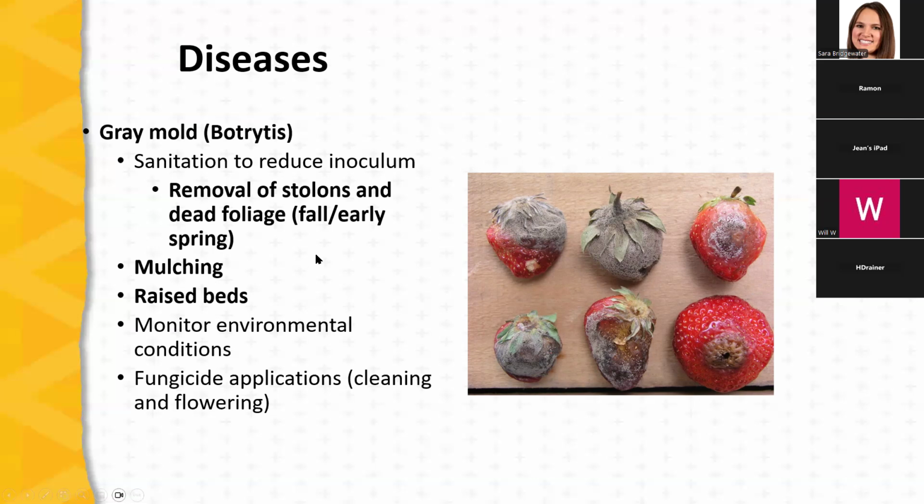You can use mulching to avoid freeze problems. Use raised beds, as I mentioned, to promote drainage. And monitor environmental conditions and apply fungicides when it's necessary, particularly during flowering.